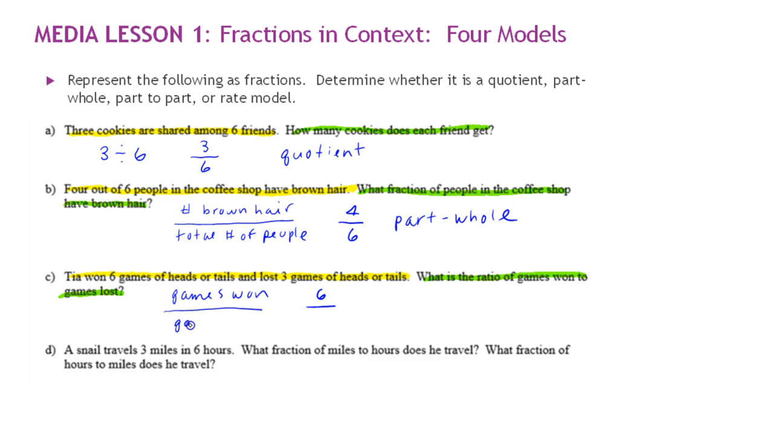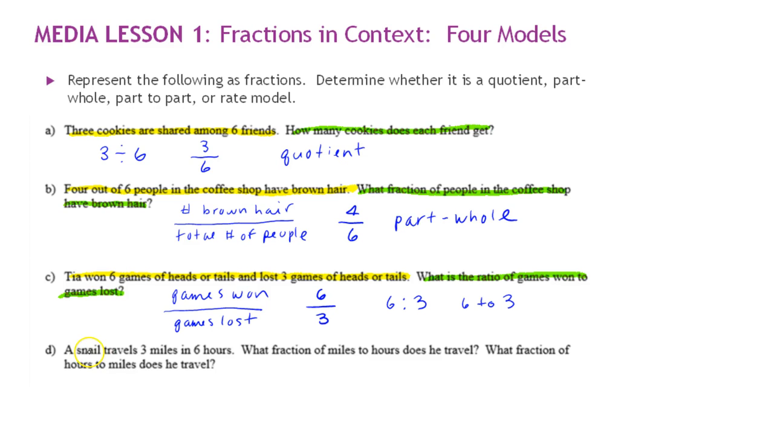over the games lost, which would be 3. So this fraction, 6 over 3, represents the games won to games lost. And frequently when we have part-to-part situations, or sometimes even part-to-whole ratio situations, we use a colon to represent them. 6 games won to 3 games lost. Or you may hear in sports, their record is 6-3. They won 6 games and they lost 3 games. Okay, so this is the fraction representation, but this is other ways we sometimes represent it.